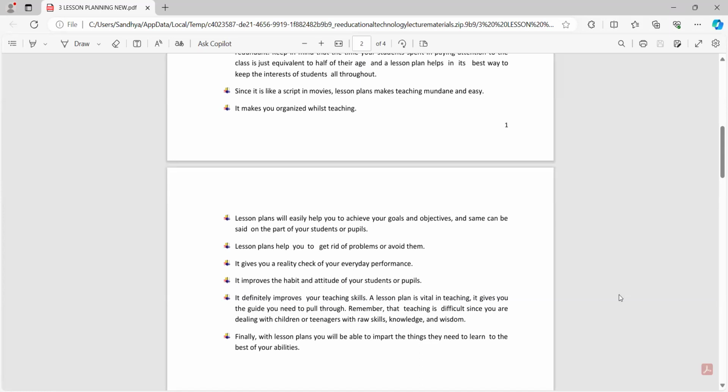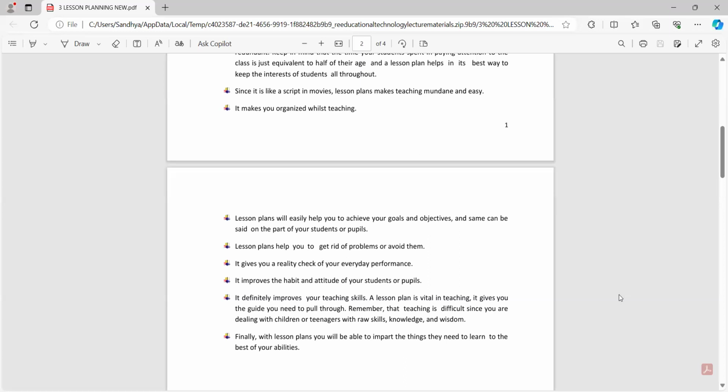Now, if you are visited by the Ministry of Education, the ISSs and all that, they will ask for these lesson plans. Even the school administration will ask for the lesson plans. So it's proof that you are doing your job. It's a proof of your performance, right?